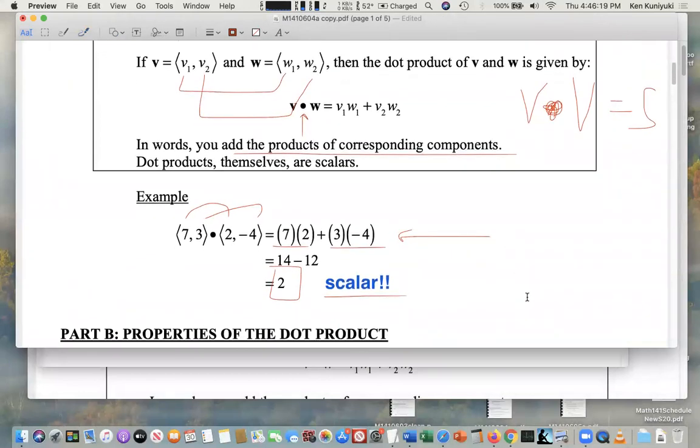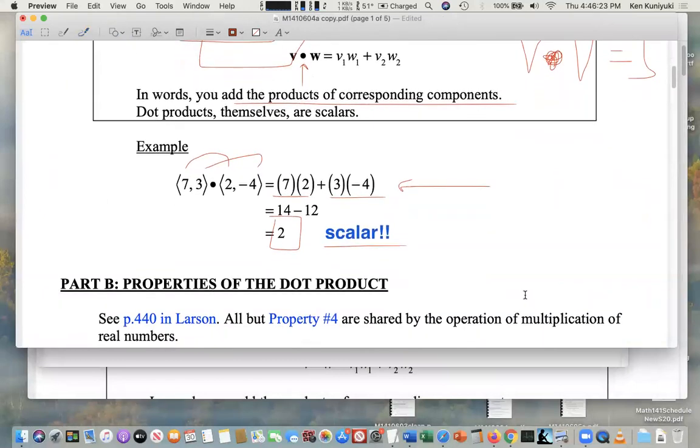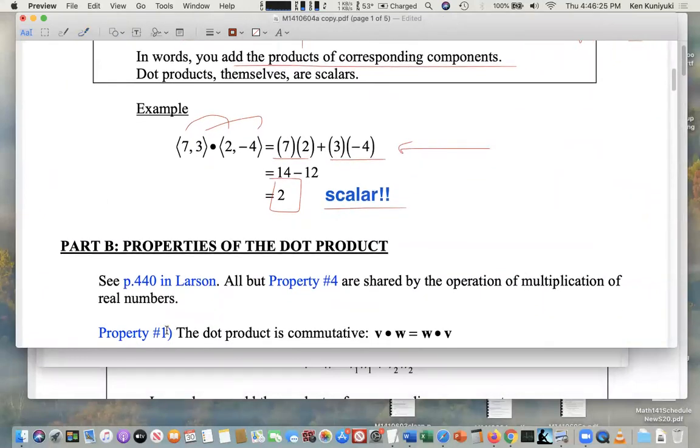Products between real numbers and standard multiplication. All right, and of course, don't worry about the numbering. Property number 1: the dot product, like the regular product for real numbers, is commutative, meaning that the order doesn't matter. V dot W is equal to W dot V, which makes sense.